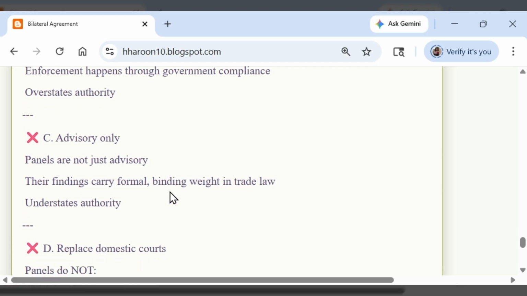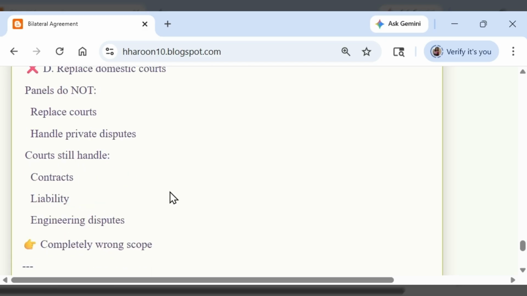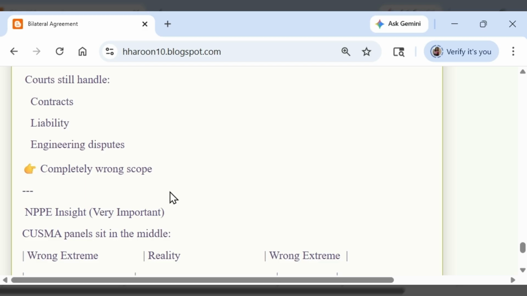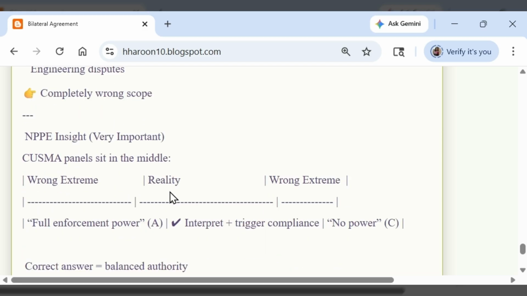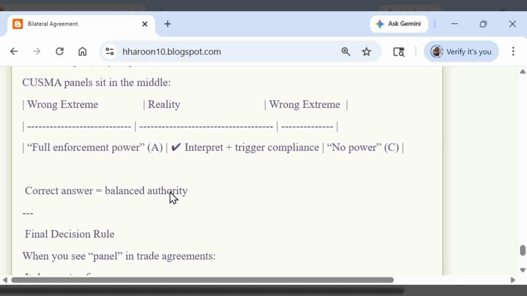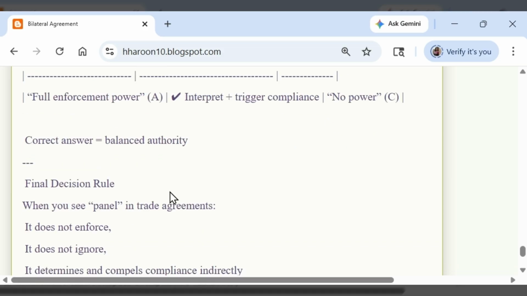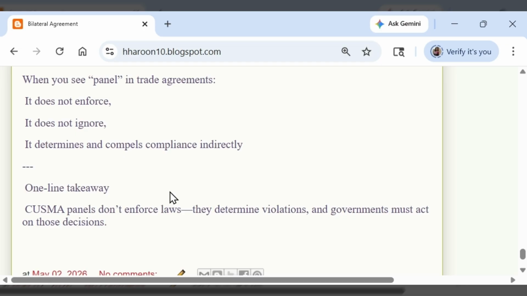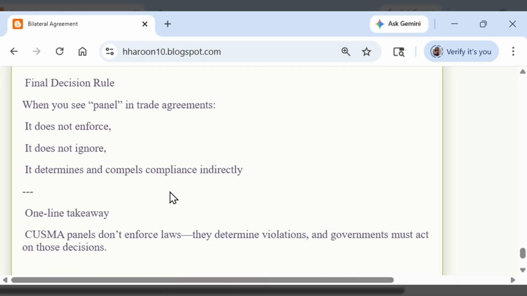D, replace domestic courts. Panels do not replace courts or handle private disputes. Courts still handle contracts, liability, engineering disputes. Completely wrong scope. Final decision rule. When you see panel in trade agreements, it does not enforce, it does not ignore, it determines and compels compliance indirectly. One-line takeaway. CUSMA panels don't enforce laws, they determine violations, and governments must act on those decisions.